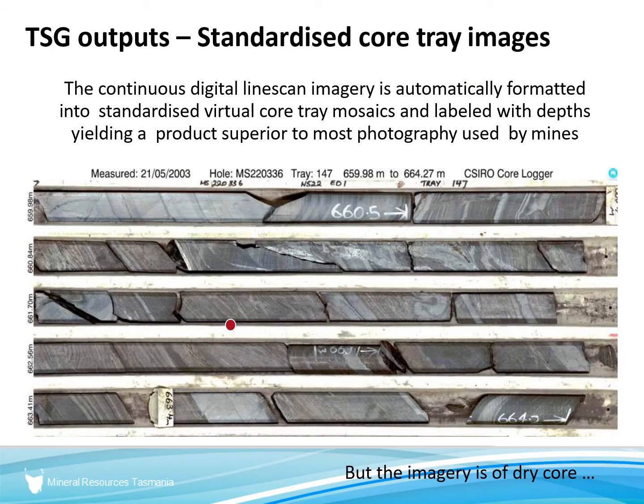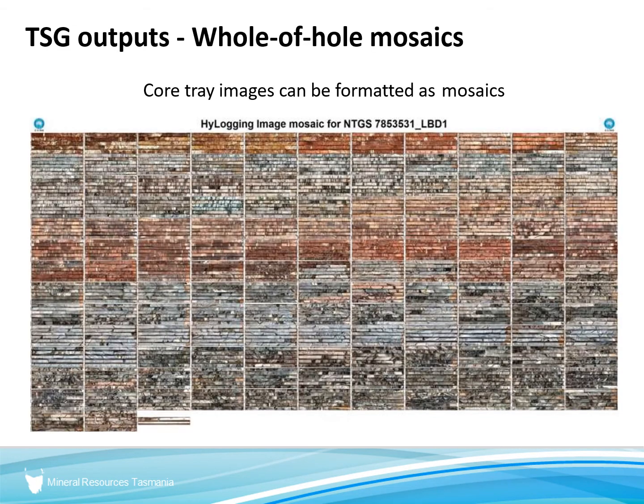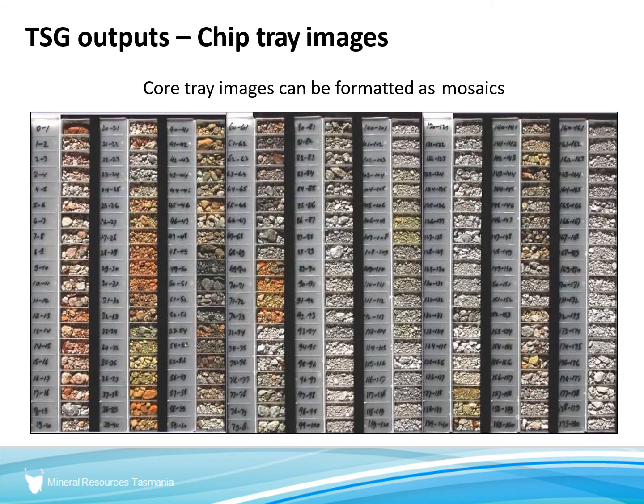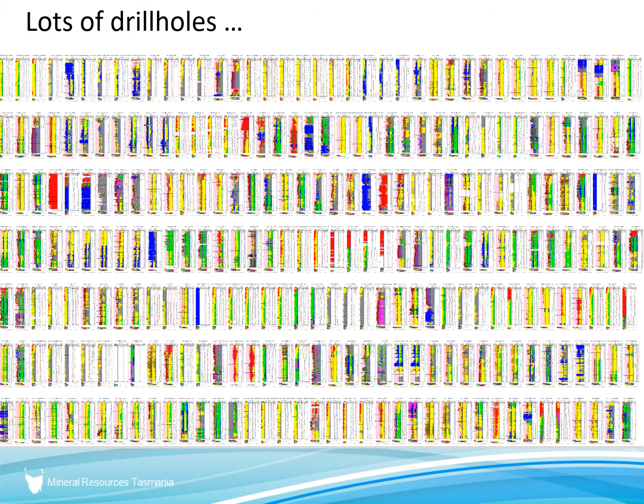We can export tray images. They're all standardized. They have depths and calibration in them. You can accentuate the color if you like. It's all dry core, but the imagery is pretty nice and it's valued by industry. And we can put all those tray images together to see the whole drill hole, and we could even do that for chips as well. So once you've got results for lots of drill holes, you can start seeing trends and comparisons. Here's 140 odd drill holes shown on one wall, and if these were laid out in some sort of spatial way, you could use this to map all sorts of geology.